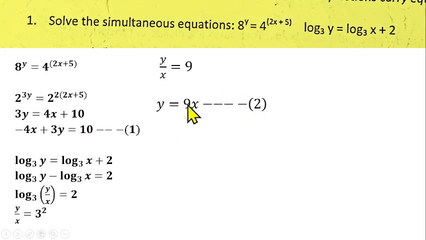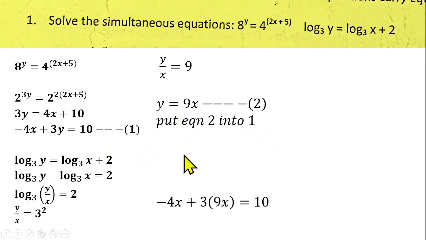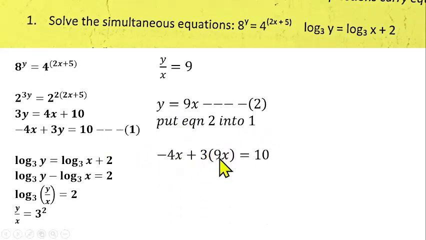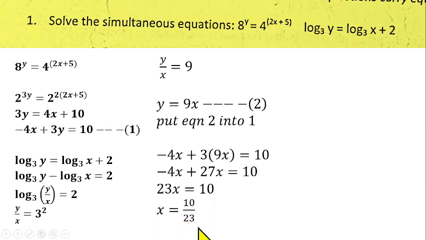So we can now solve these two equations simultaneously to find our x and y. We substitute equation 2 into equation 1. Anywhere we see y, we put 9x. So put 2 into 1. That means you have minus 4x plus 3 into 9x equals 10. Simplifying, you have minus 4x plus 27x equals 10, so 23x equals 10. Divide both sides by 23, that gives us x equals 10 over 23.